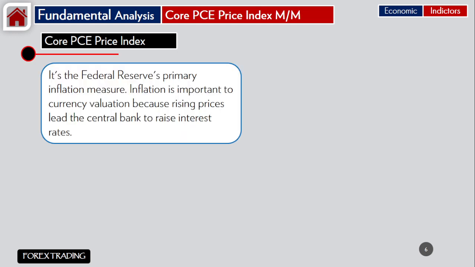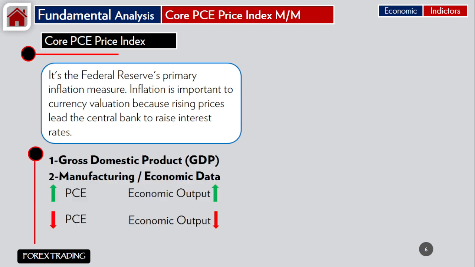So it is the Federal Reserve's primary inflation measure, as I discussed in the previous slide. The core PCE price index is very important for the Federal Reserve Bank of the USA. Inflation is important to currency valuation because rising prices lead the central bank to raise interest rates. So it also has a direct link with raising or decreasing interest rates. And it also contributes to gross domestic product and economic data.